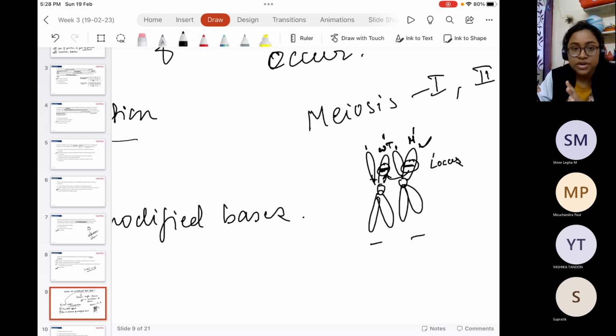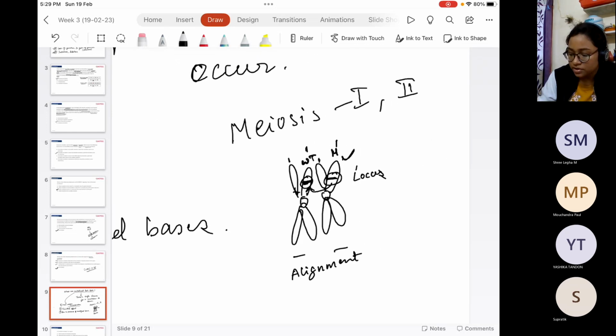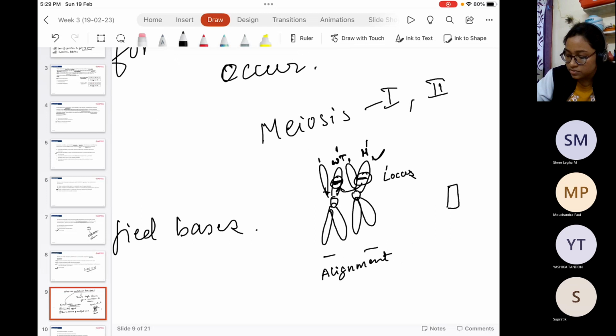And for proper recombination to happen, the alignment is very important, right? So the formation of these synapses is very important. Then only all the genes and their alleles are aligned at the particular locuses. Now if it doesn't happen, if there is misalignment, and misalignment can happen when the gene is flanked by repeats.